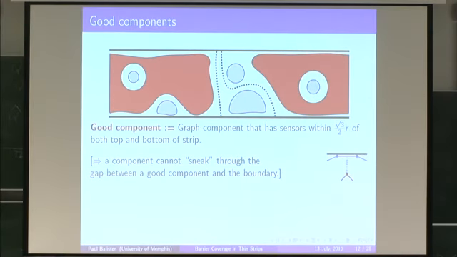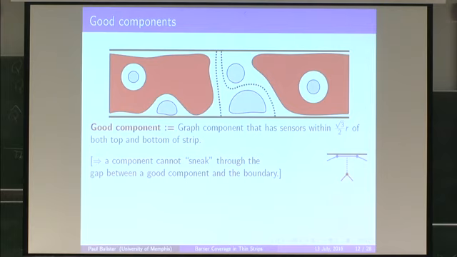Okay. So we call a component good if it reaches both to the top and the bottom of the strip, more or less. How close? Well, it won't get to exactly the top, it won't get to exactly the bottom, but if it gets within root 3 over 2 times r of both the top and the bottom at some point, then no other component can sneak past it. And that actually turns out to be the useful definition.